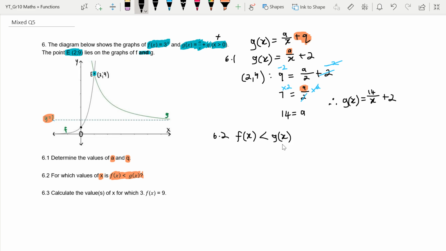All right, they are saying we need to look at where f of x is smaller than g of x. Let's write that in words. What are they talking about?